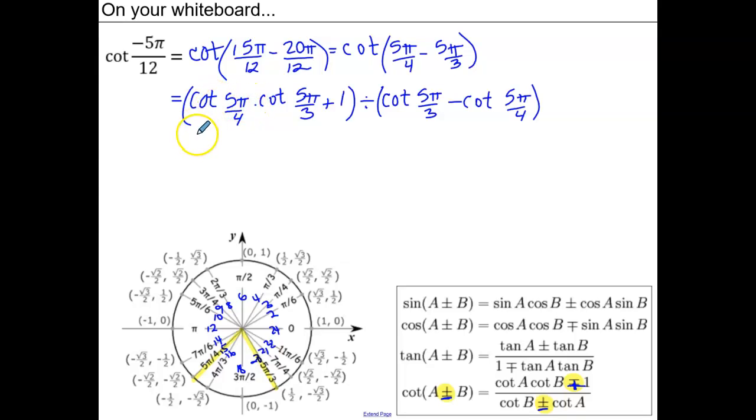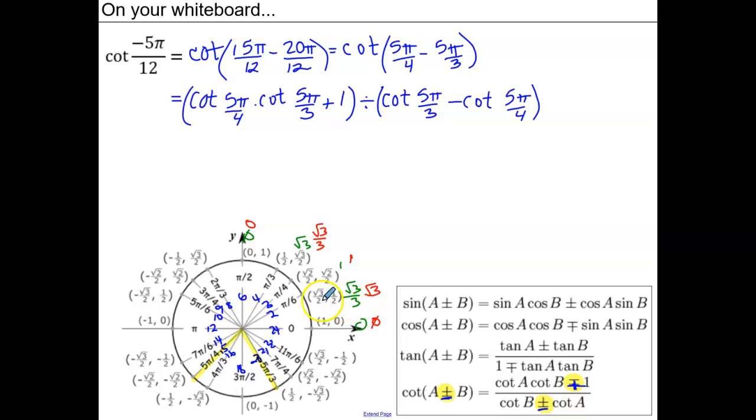Now we can substitute in what we know, and the cotangents, as we go around our circle, remember the tangents were 0, 1, undefined, root 3 over 3. So cotangents then are the reciprocals of these values, and the reciprocal of 0 is undefined. The reciprocal of 1 is 1. The reciprocal of undefined is 0. The reciprocal of root 3 over 3 is root 3, and the reciprocal of root 3 is root 3 over 3.